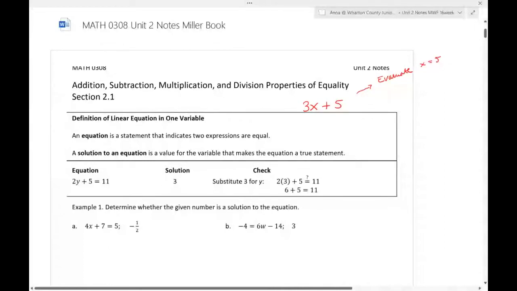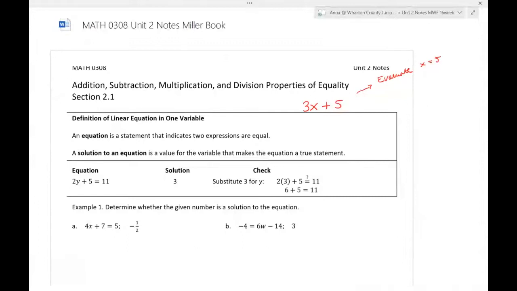I'm going to go ahead and share my screen so you can see our OneNote and follow along. Now I will be posting these notes in Brightspace, but I will also provide them to you the next time I see you in class, and these are our Unit 2 notes. Our Unit 2 is actually looking at solving equations.